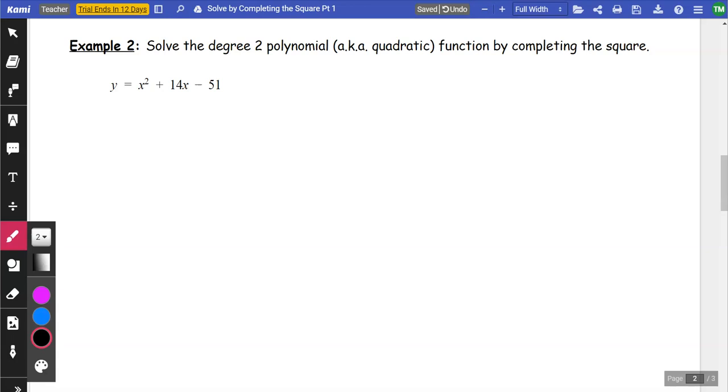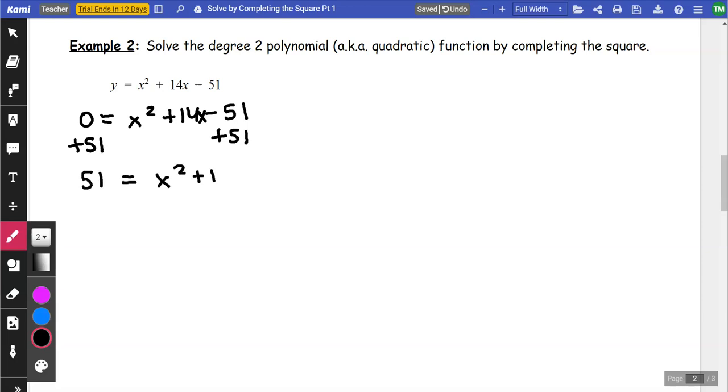So step 1, I want to make my equation equal to 0. So 0 equals x squared plus 14x minus 51. Then I know that I want to isolate the x squared and the x term. So I'm going to move 51 to the other side. 0 plus 51 is 51 equals x squared plus 14x. So now x squared and 14x are isolated. Now we need to find the number that we want to add to both sides of this equation.